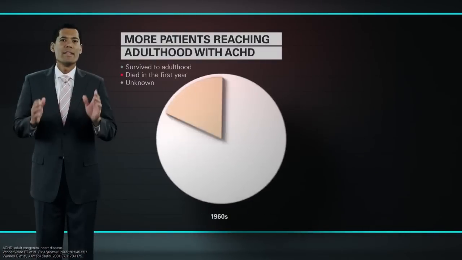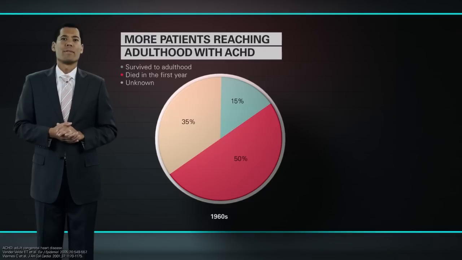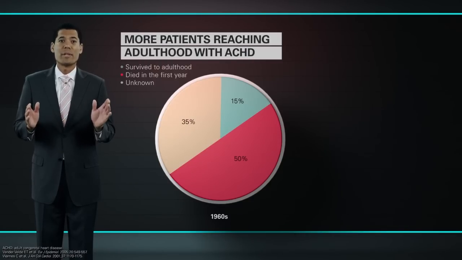CHD are living longer. You know, in the 1960s, before the development of cardiac surgery with cardiopulmonary bypass, about 50% of the children with congenital heart disease requiring therapy died within the first year of life, and less than 15% reached adulthood.